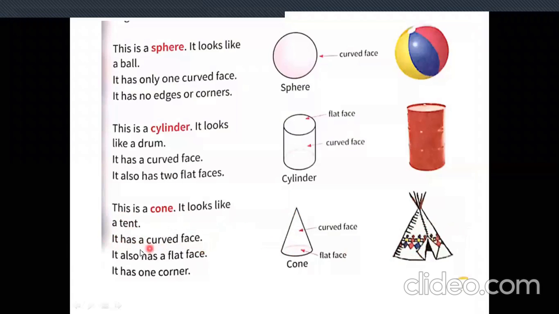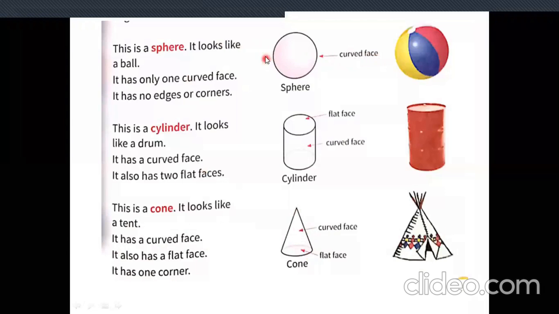It has a curved face. It also has a flat face. It has one corner. See here, it has one corner. Cone has one corner also. It has a flat face, a curved face and one corner.